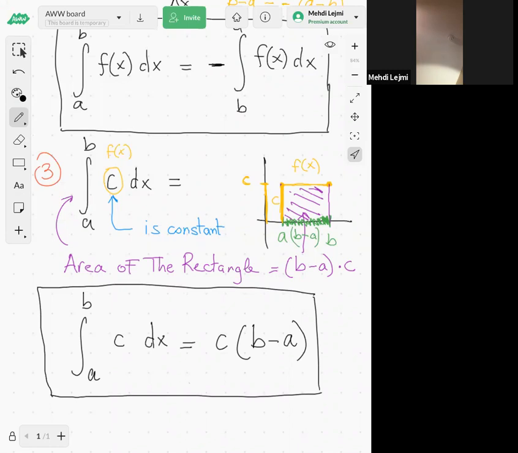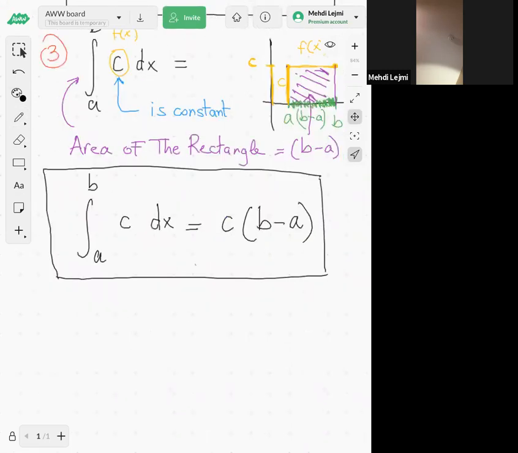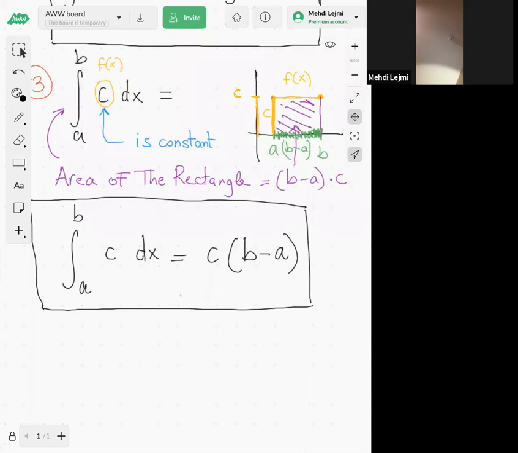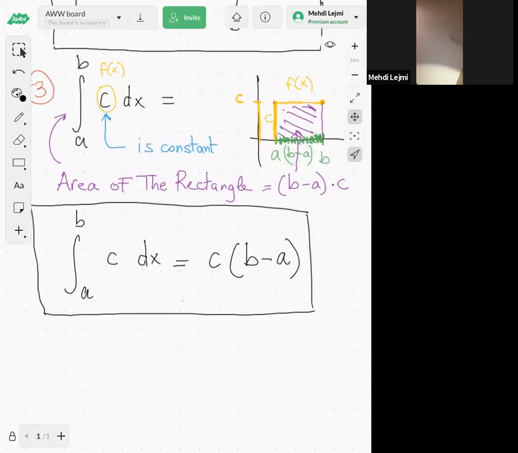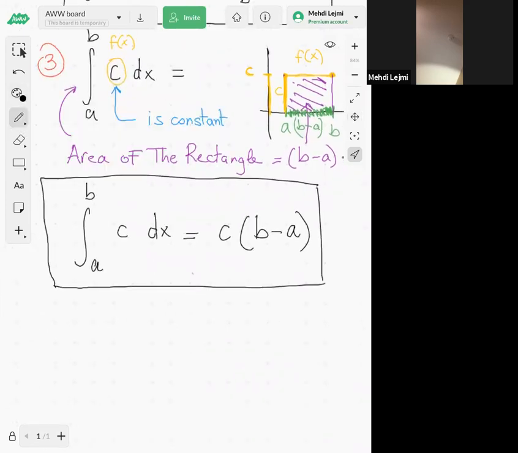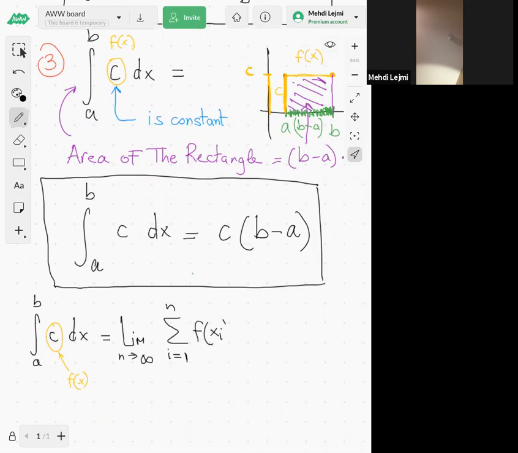Of course, I explained this using the interpretation of the integral, but I can also use the definition. So if I want to use the definition, the integral from a to b of the constant c, my f of x is this constant c. And so I have the limit as n goes to infinity of the sum, i going from 1 to n, of f of xi delta x. That's the definition.